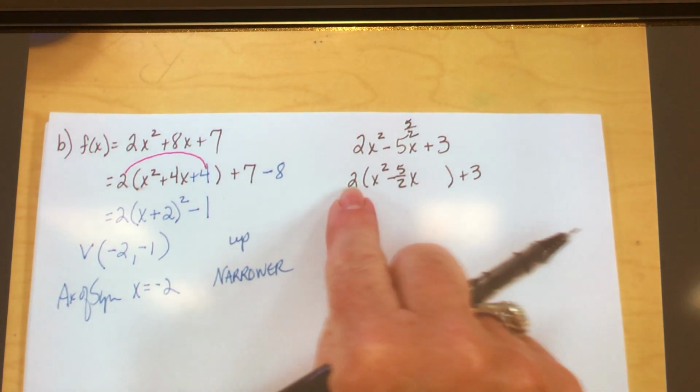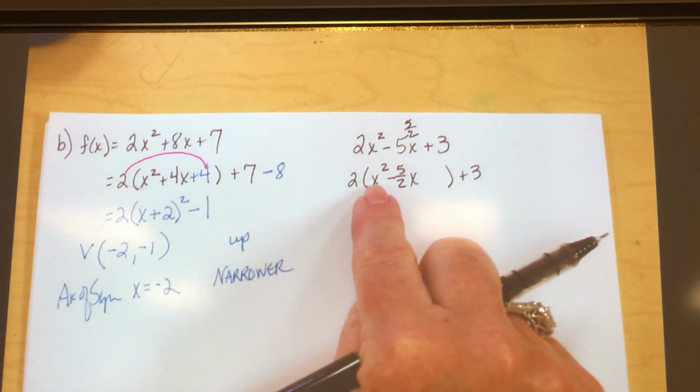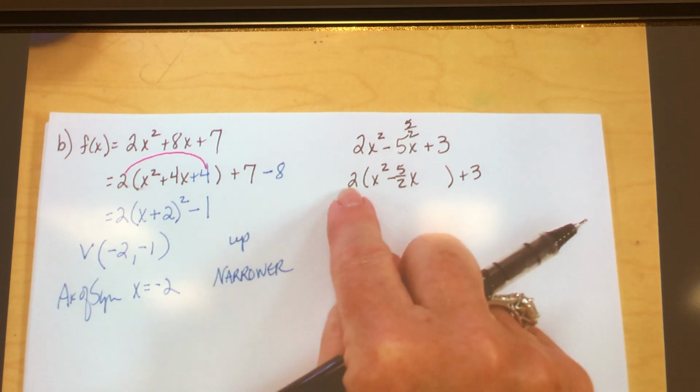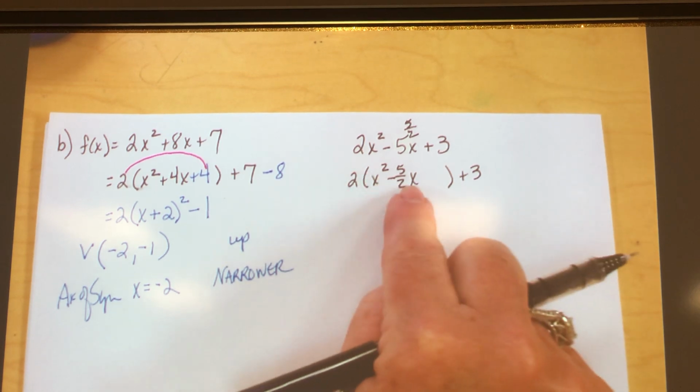Now look, guys, you can check this. What is 2 times x squared? 2x squared. When you multiply this by 2, what happens to those 2's? It cancels out and you're just left with minus 5x.